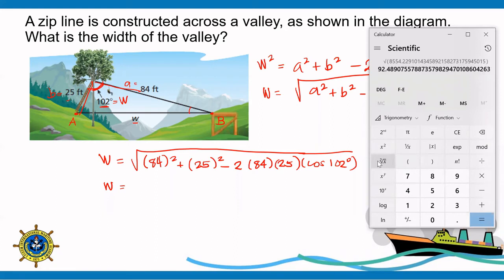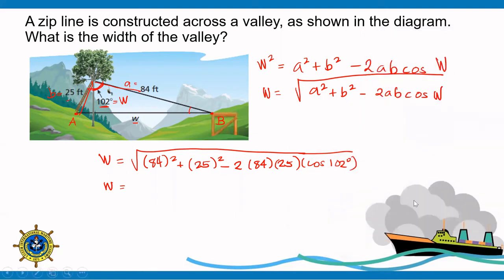So this one is equivalent to 92. So kung i-round off natin to, this is equal to 92 feet. And so W is 92 feet. So therefore, this is the width of the valley. Okay. So kindly get a screenshot of this one for your reference.